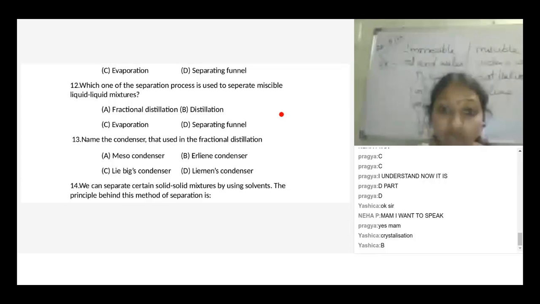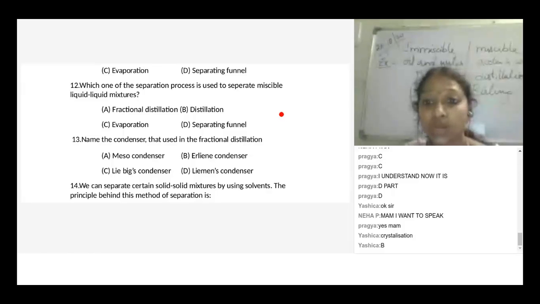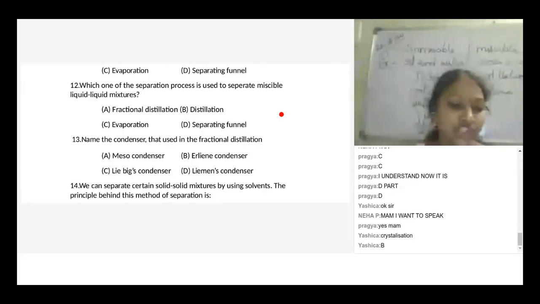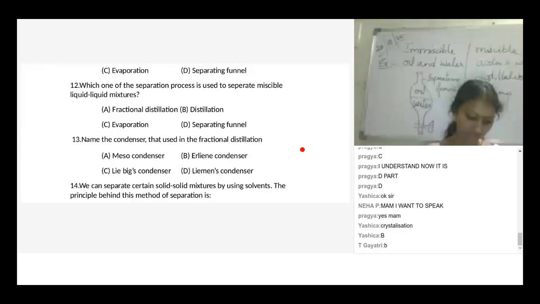But here, read which one of the separations is used to separate miscible liquid mixtures. There are two liquids only present in the mixture. So we'll go with distillation, not fractional distillation. We select fractional distillation if more than two liquids are present. Understood? So which condenser is used in fractional distillation?